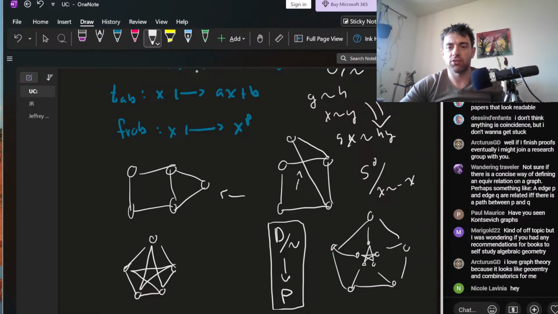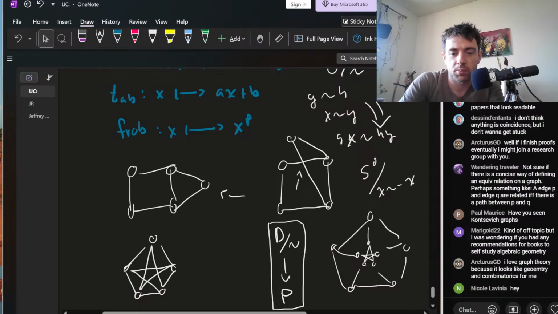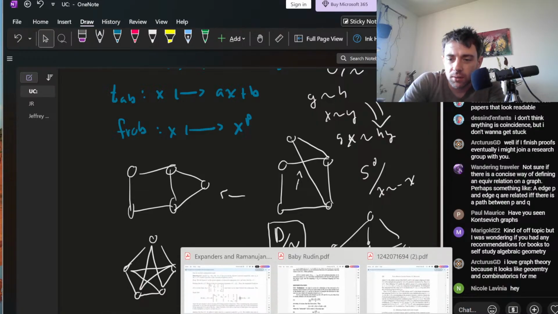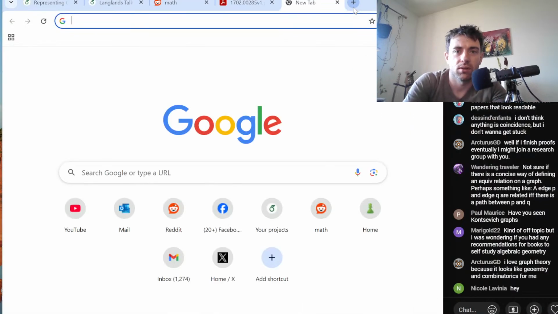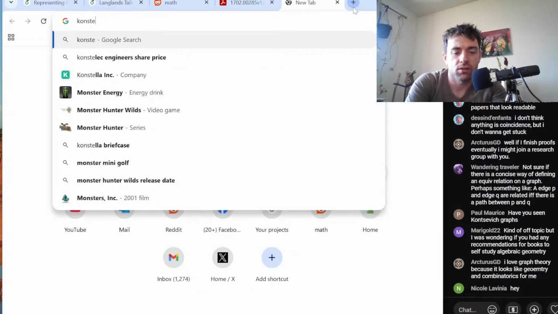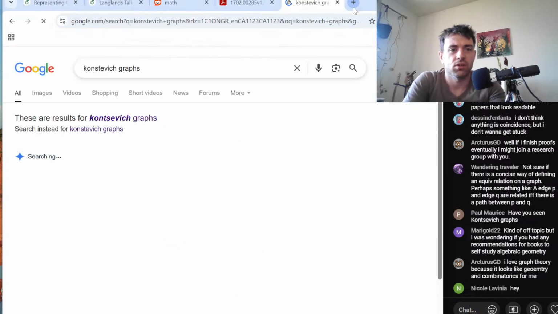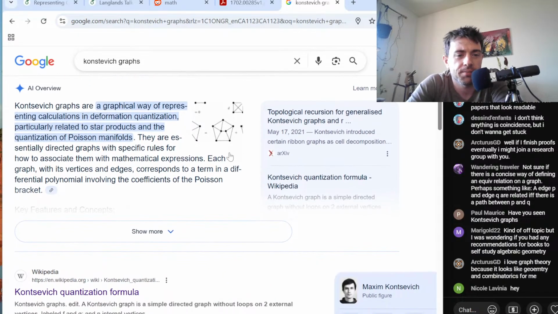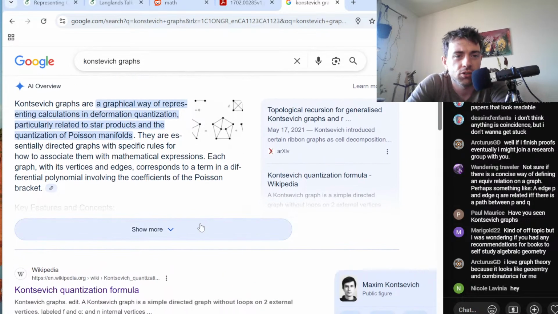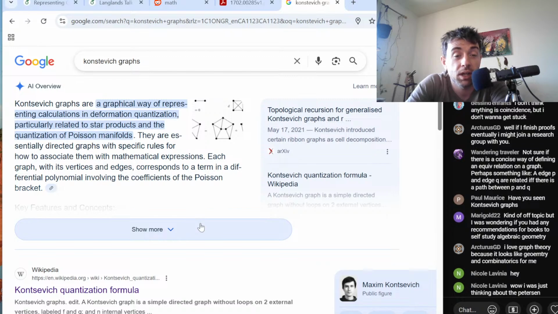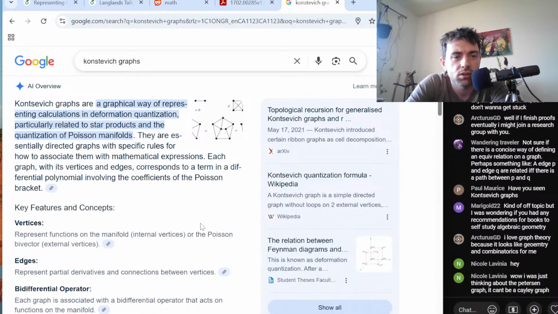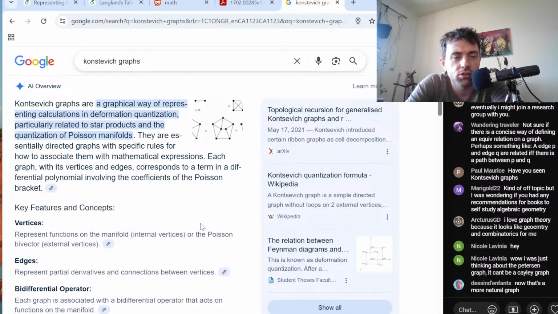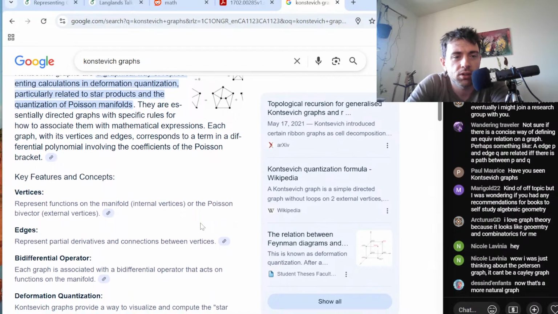Have I seen Kontsevich graphs? No, but I'll look that up right now. Good morning, Nicole. Morning, Nicole. Kontsevich graphs. The graphical representations of calculations in deformation quantization. Interesting. Directed graphs with specific rules for how to associate them with mathematical expressions.